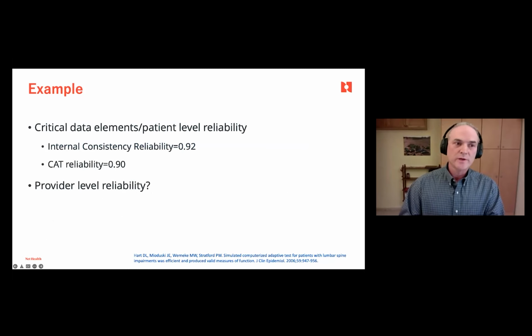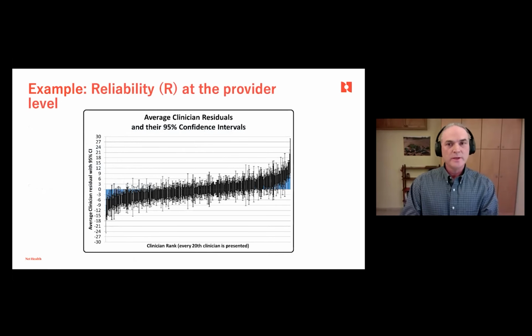But what happens on a provider level? So again, thinking of many different providers that we have data on, we look at their average quality. In this case, the quality is measured by residuals, residuals being a result of differences on a patient level between what a risk adjustment model predicted to be an outcome at discharge and the observed outcome at discharge. We average those for all cases for a specific provider. We can construct some confidence intervals around that, and then we get some variance. So again, if the variance is large enough, we're going to have a good reliability on the provider level.